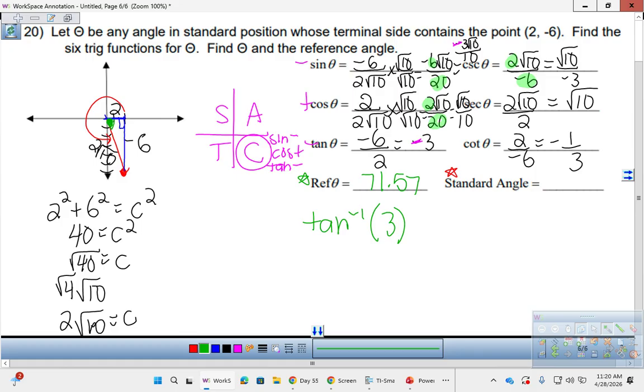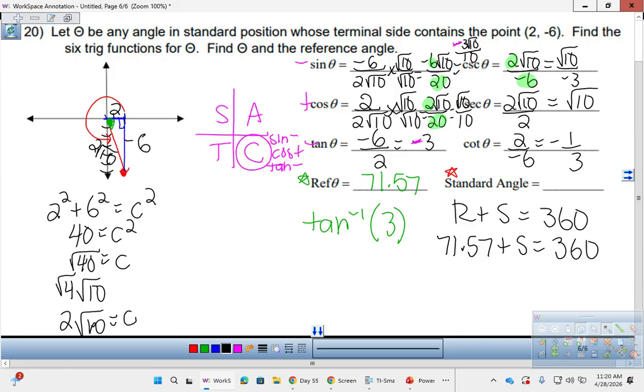So what's the relationship between the red angle and the green? Together they make a 360, right? Together the red and the green make this full circle. So my reference angle plus my standard angle equal 360. What we were doing yesterday was solving for R, but today we have R, and we're solving for S. The process is the same.